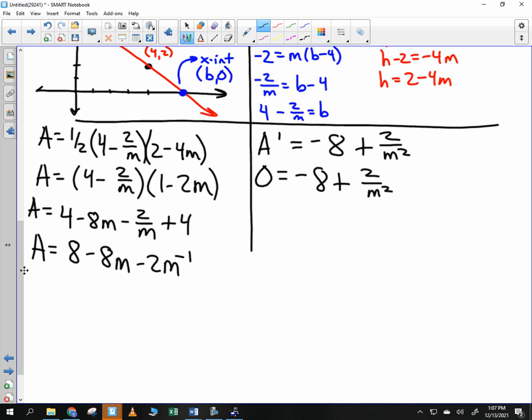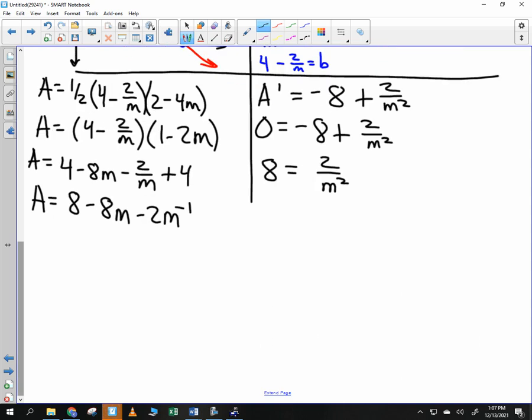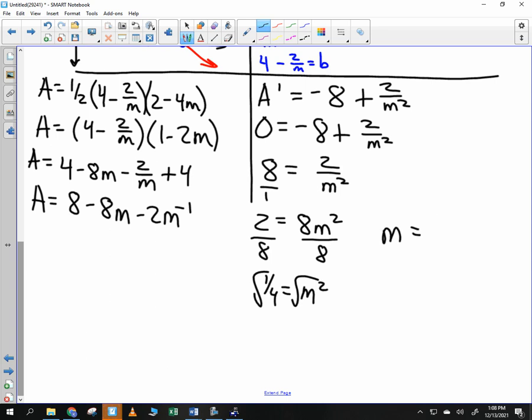So I add the 8, and 8 is equal to 2 over m squared. How do you want to solve that? Sure, you could do that. We could put the 8 over 1 and cross multiply as well. 2 times 1 is 2, equals 8m squared. Divide by 8. 1/4 is m squared. What's the square root of a fourth? A half, right? m is equal to plus or minus 1/2.